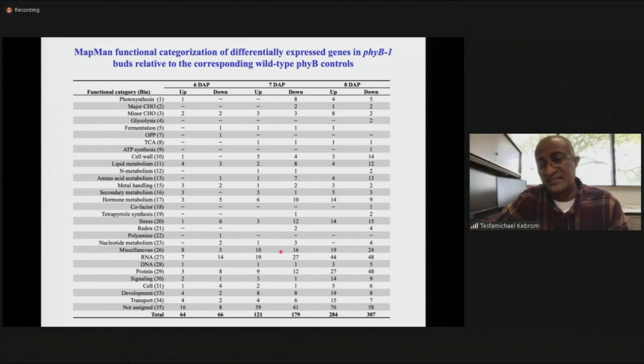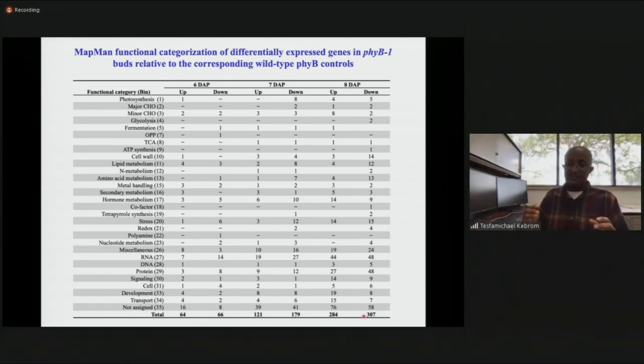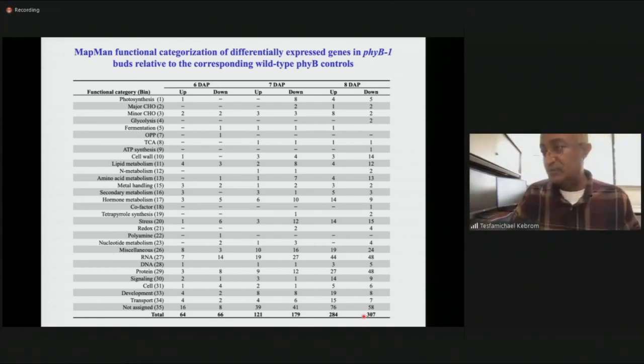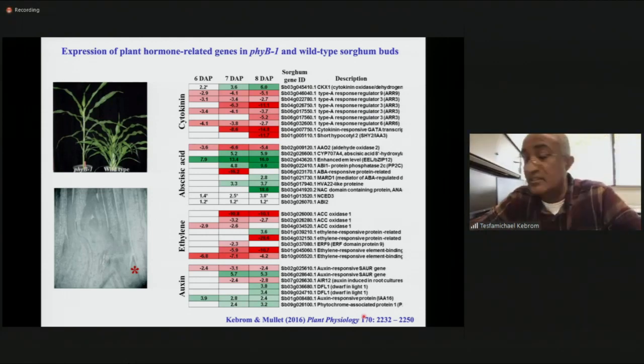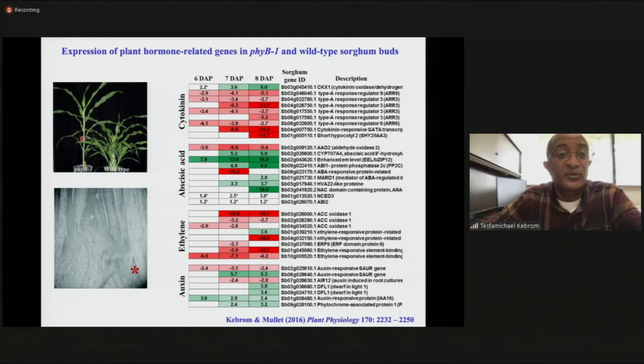The same at 7 days, almost half were upregulated and half were downregulated, and at 8 days, almost around half were upregulated and half were downregulated. Then we looked closely at some of the genes, and these are the hormone-related genes that were differentially expressed in the 5B1 buds. The red highlighted ones are downregulated, and the green ones are upregulated or turned on. Some of the boxes, as you can see, are not highlighted. This means the gene was not differentially expressed at that time point.